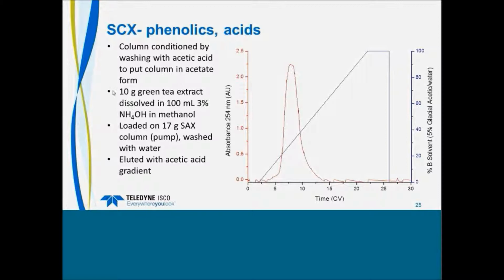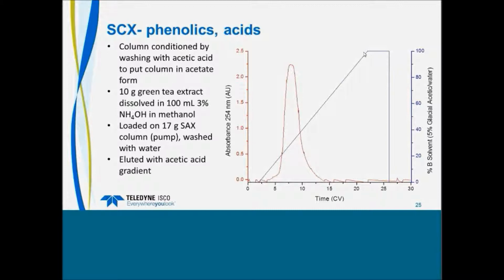After I did that, I took 10 grams of green tea extract dissolved in 100 mils of methanol. I used 3% ammonium hydroxide to ionize the phenolic compounds. I then used a simple load pump to load onto a 17-gram SAX column, which I then washed with water and collected all of the alkaloids and neutral compounds. I then ran a gradient and eluted with an acetic acid gradient.